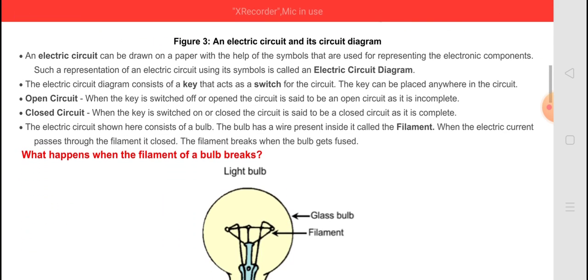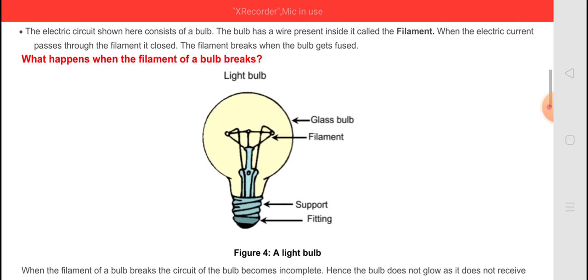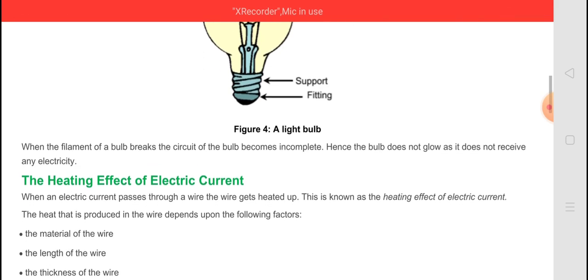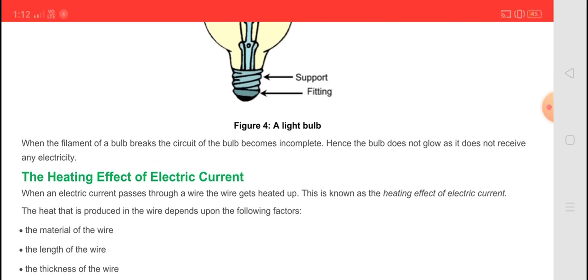Then what happens when the filament of the bulb breaks? We have seen that when the filament of a bulb breaks, the circuit of the bulb becomes incomplete, right? Hence the bulb does not glow as it does not receive any electricity. So these are the things about a light bulb.